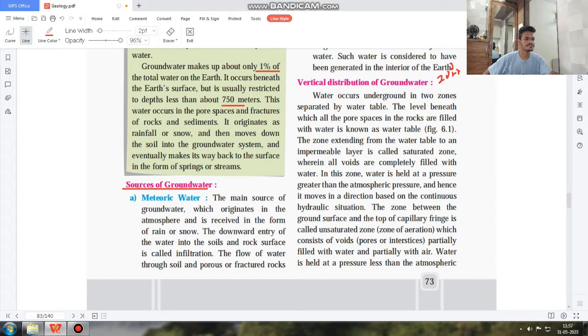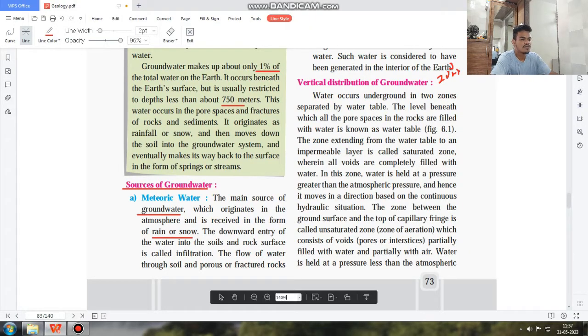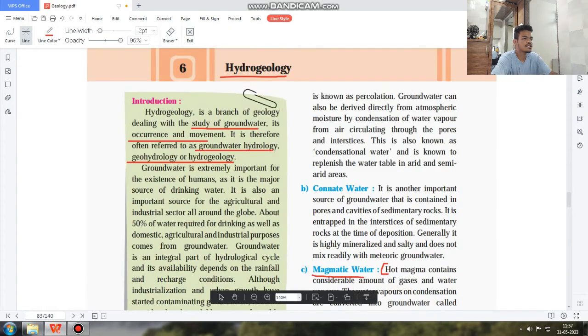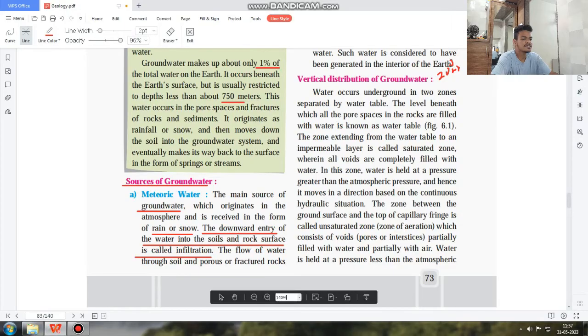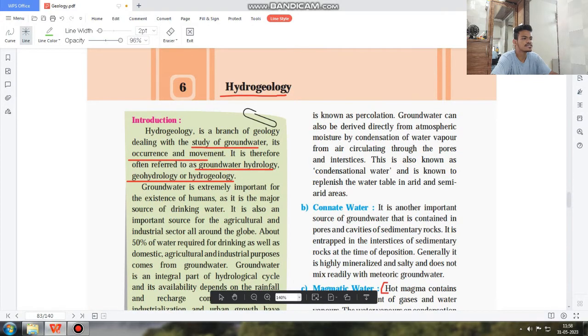So let's see. Meteoric water is the main source of groundwater, which originates in the atmosphere and is received in the form of rain or snow. The downward entry of water into soils and rock surfaces is called infiltration. Next, the flow of water through soil and porous or fractured rocks is called percolation.